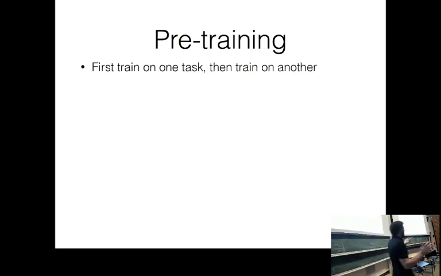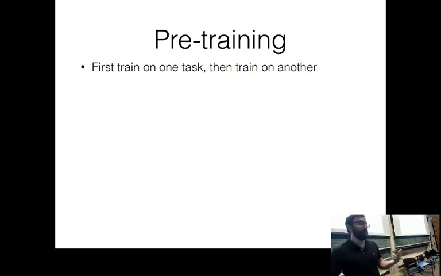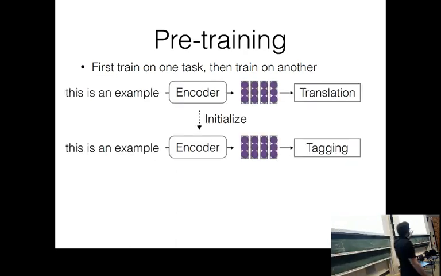Another version is pre-training, where instead of alternating between the two tasks, we first train on the first task, and then we fine-tune or do our training on the second task. And in this case, clearly the assumption is that we only care about the second task, right? The way that you do that is that you train your model on the first task, and then you decide which components you want to keep in order to initialize the second task's model with them.